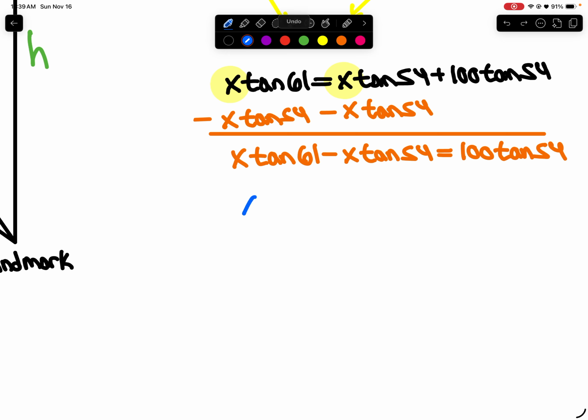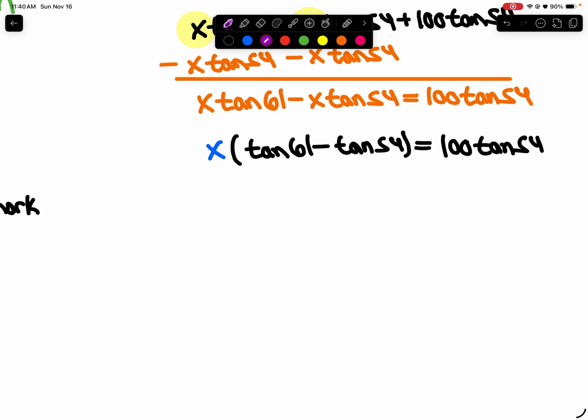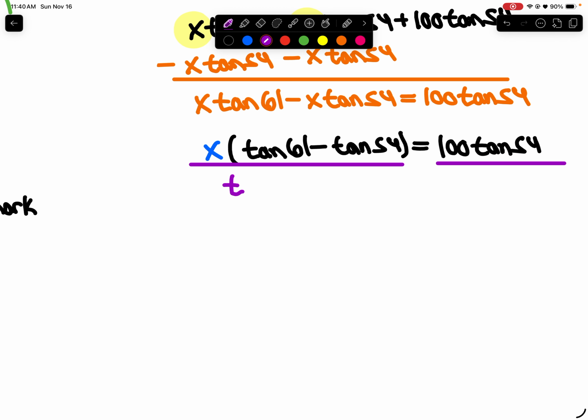And now if you look on the left side, we have x in both terms. I'm going to factor out that x value. So when I factor out the x value, we have x times tangent 61 minus tangent 54, and then that's going to be equal to 100 times tangent 54. Now, if I want to solve for the x value, I'm going to divide both sides by tangent 61 minus tangent 54.